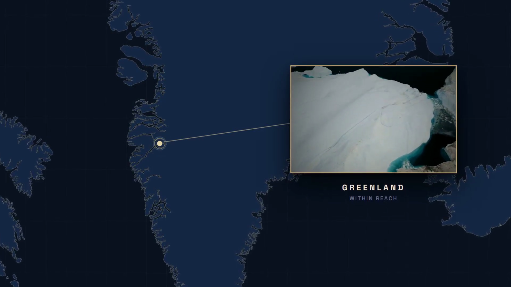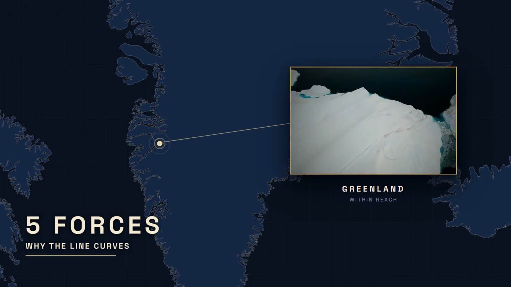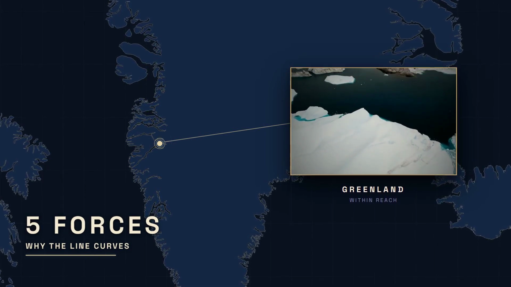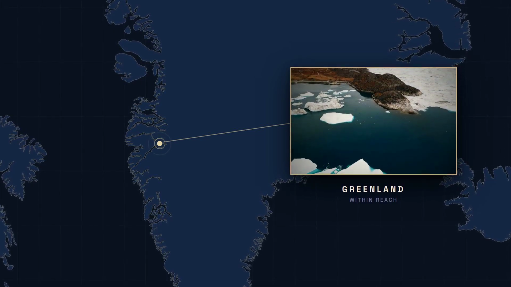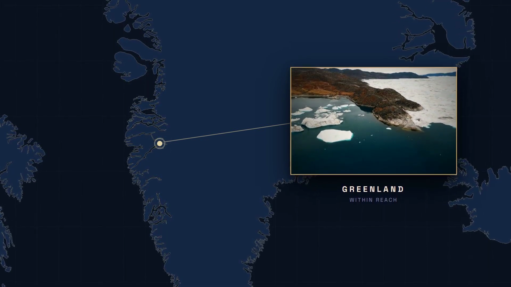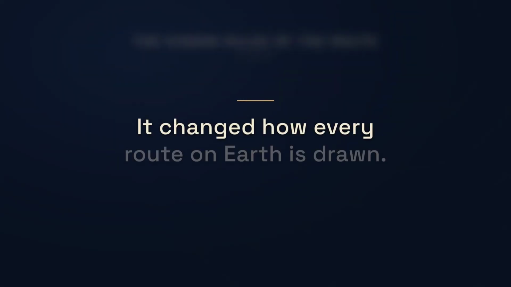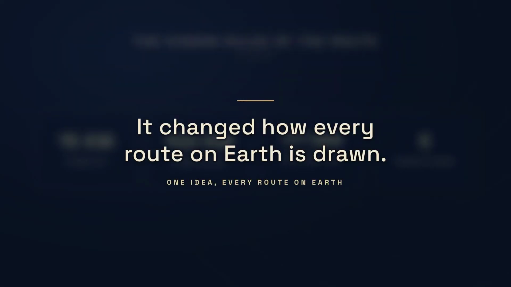So the curved line is now bending for the earth, the wind, the weather, the traffic lanes, and a hidden guarantee that help is never too far. One idea ties all of it together, and it changed how every route on Earth is drawn.